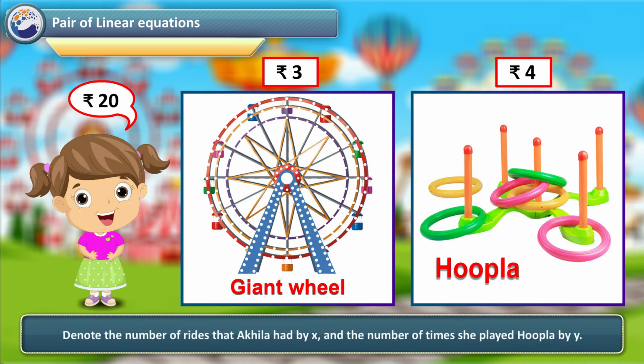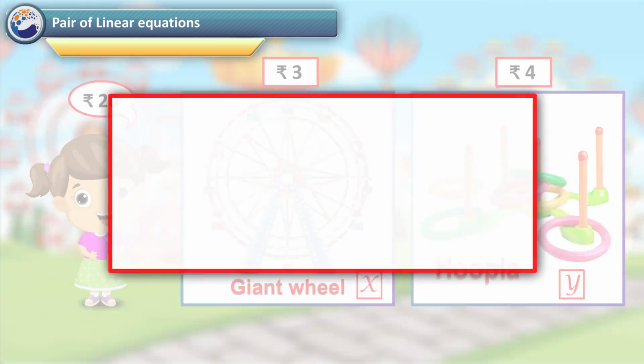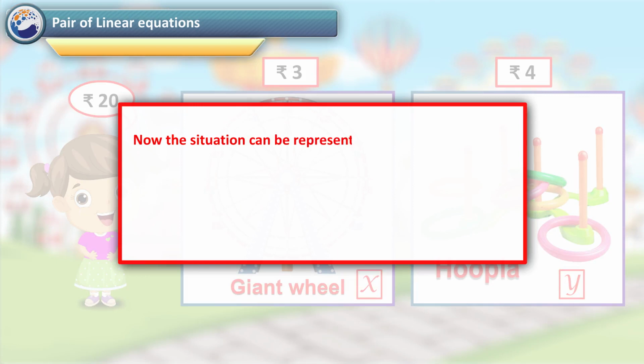Denote the number of rides that Akila had by x and the number of times she played hoopla by y. Now the situation can be represented by the two equations. y is equal to half x, this is equation 1, and 3x plus 4y is equal to 20, equation 2.